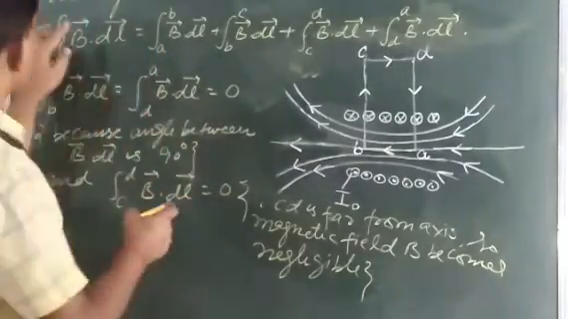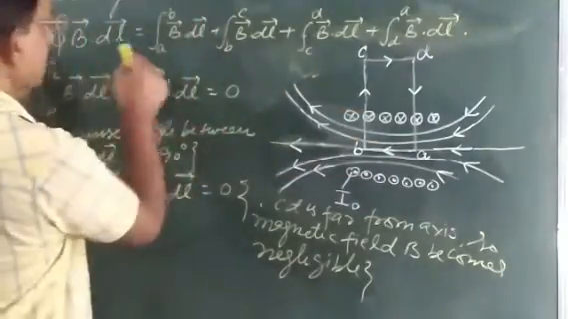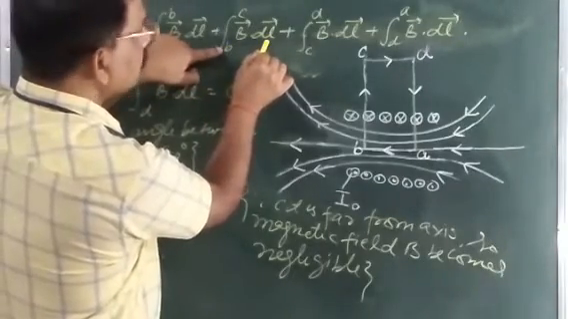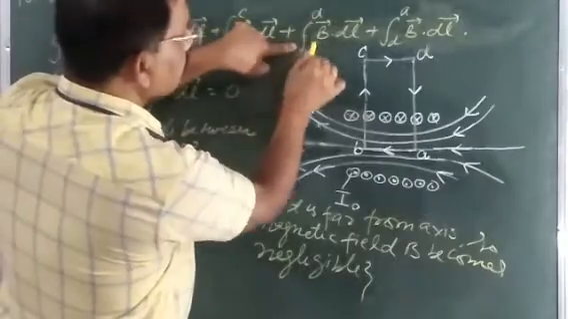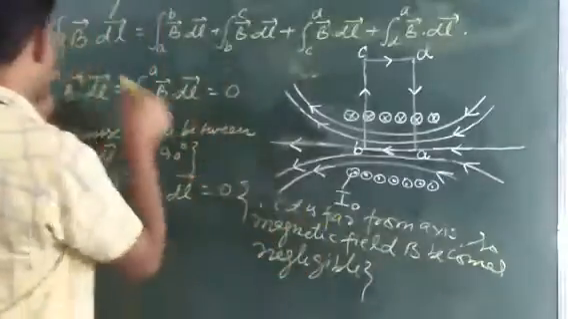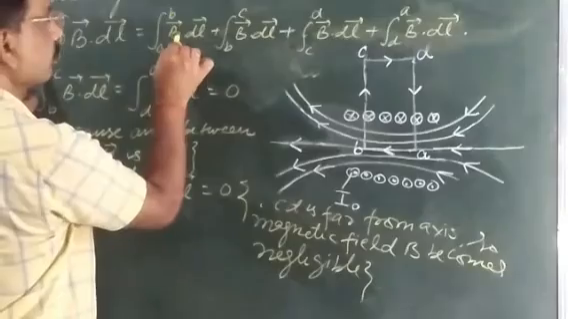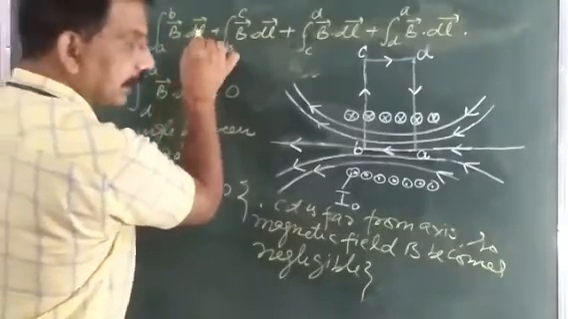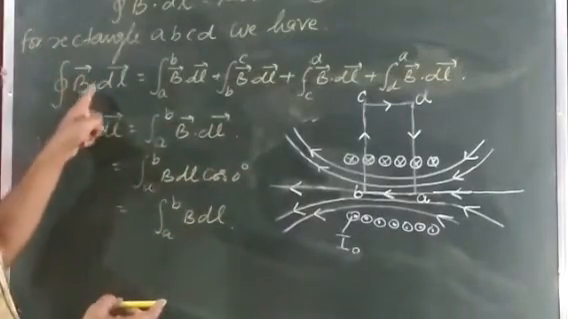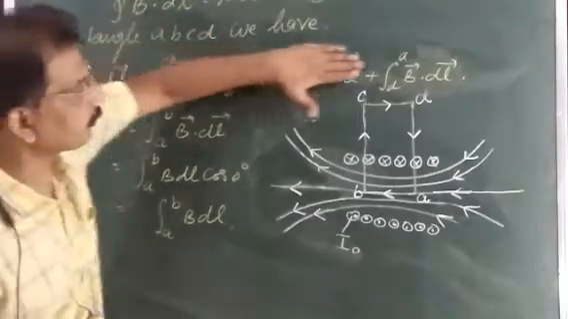So now you see whole integration B dot dl for this rectangular loop when divided, then this quantity becomes zero. B to C B dot dl is zero. C to D B dot dl is also zero. D to A B dot dl is also zero. So what is left? Whole integration B dot dl is equal to A to B vector B dot vector dl. Only this quantity is left and the rest all becomes zero.